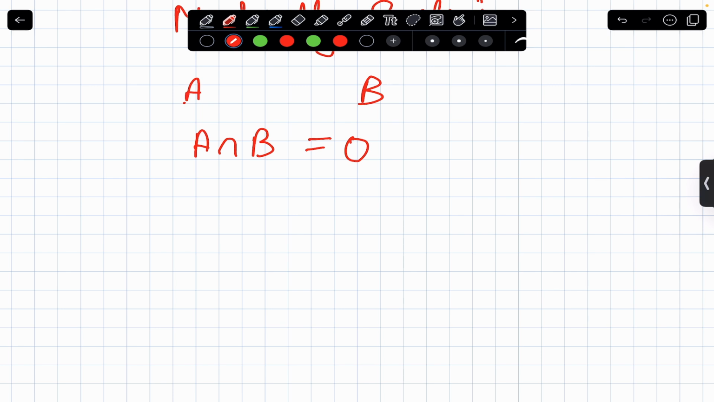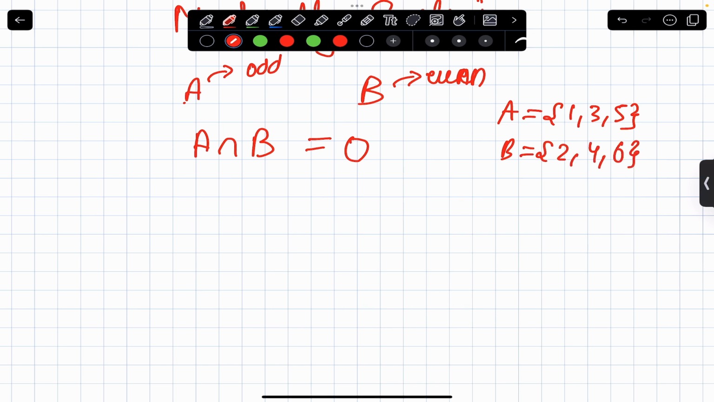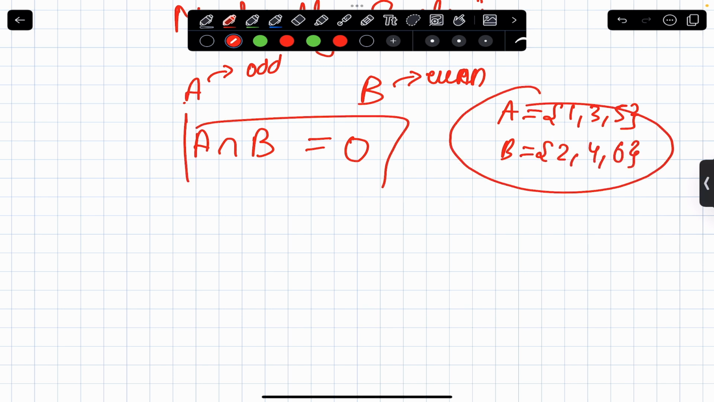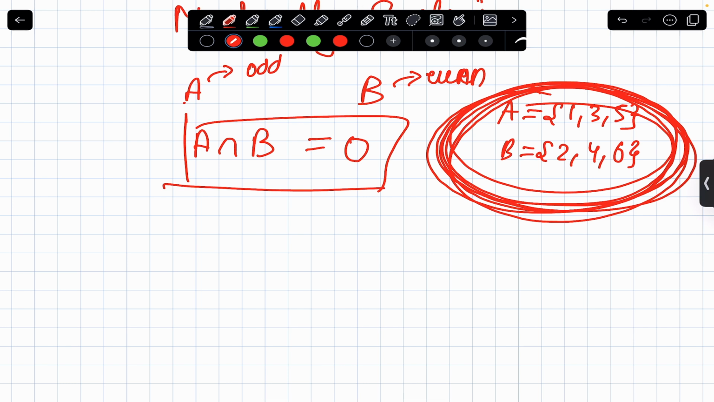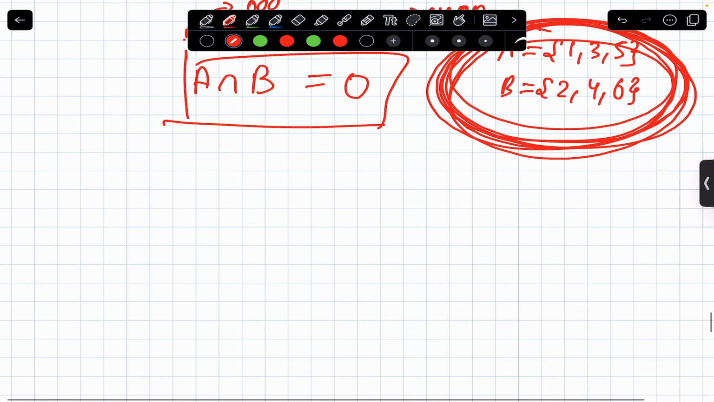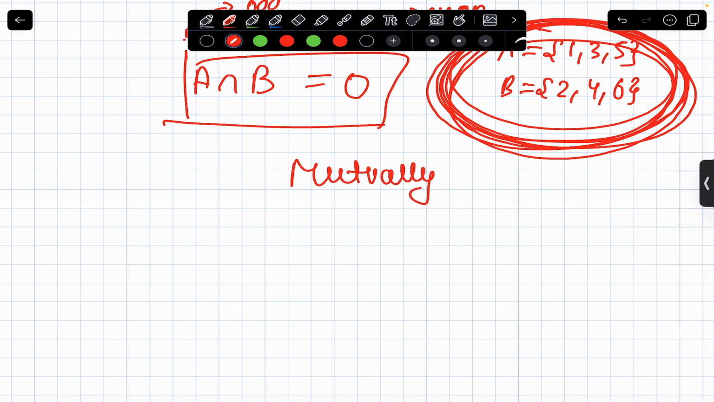Suppose event A says that the outcome of the die will be odd, and B says even. What is event A? 1, 3, 5. B is 2, 4, 6. What is the intersection between them? Zero. If the intersection between them is zero, can we say that they both can occur? No, they cannot occur at the same time. So they are mutually exclusive.